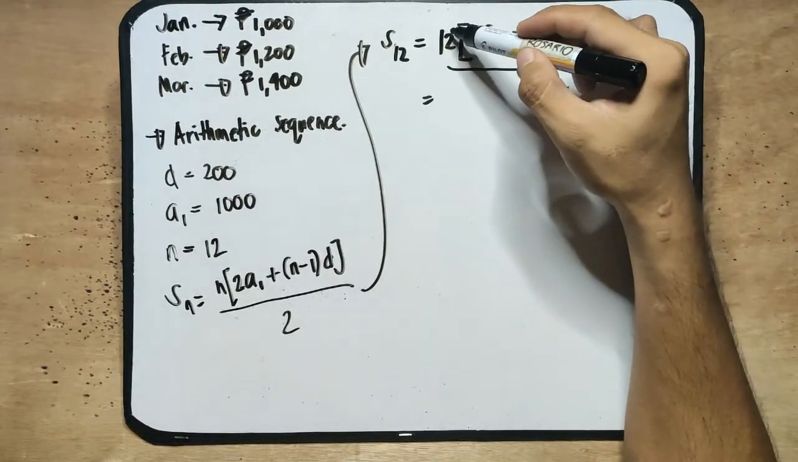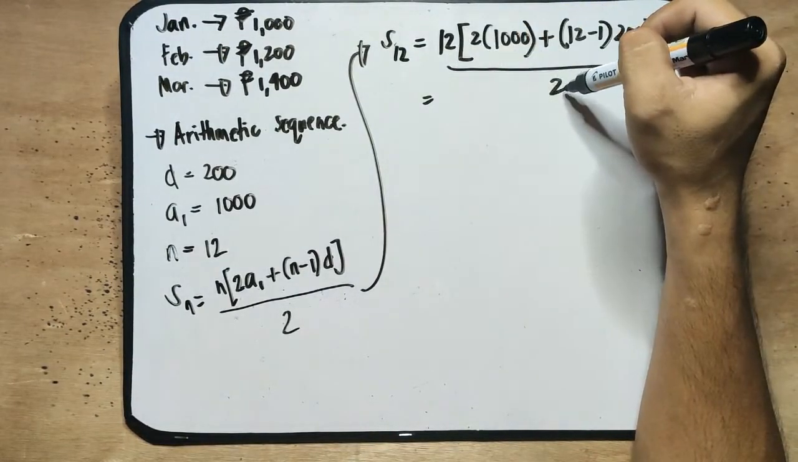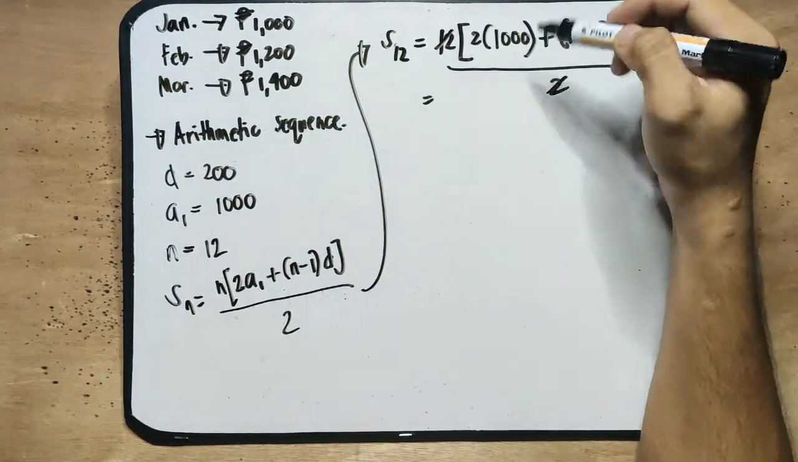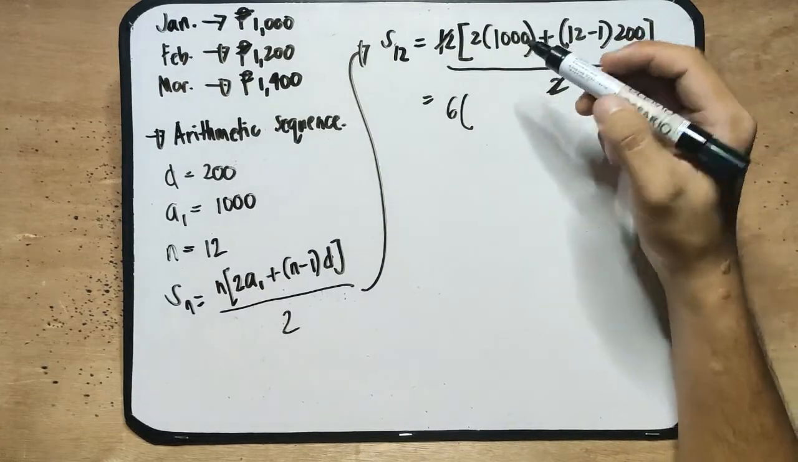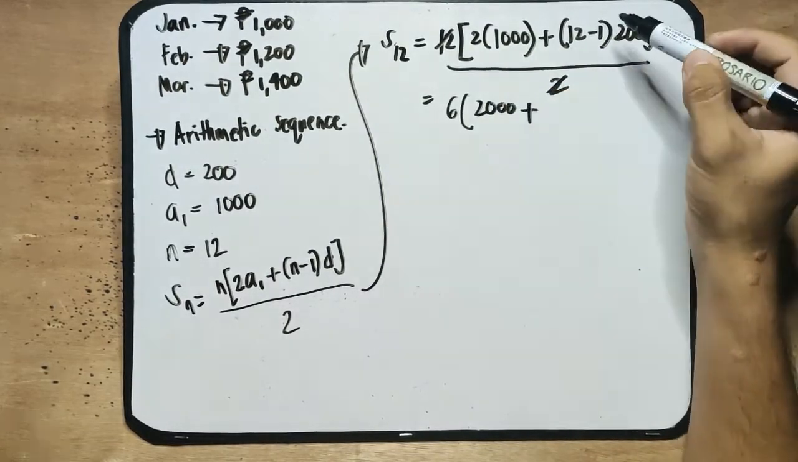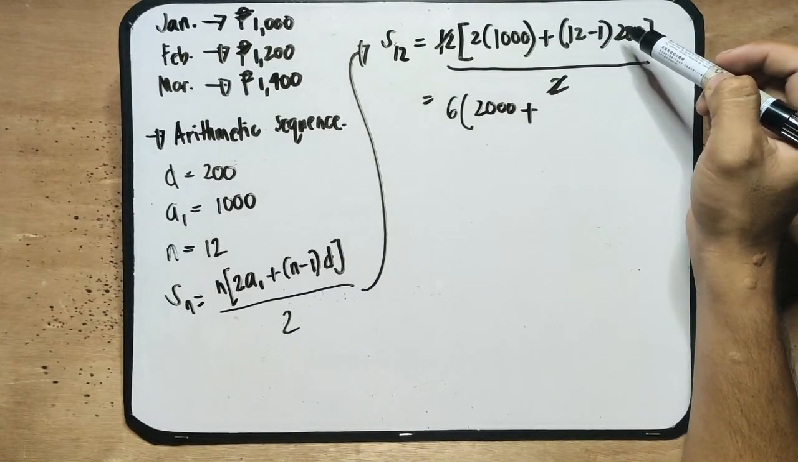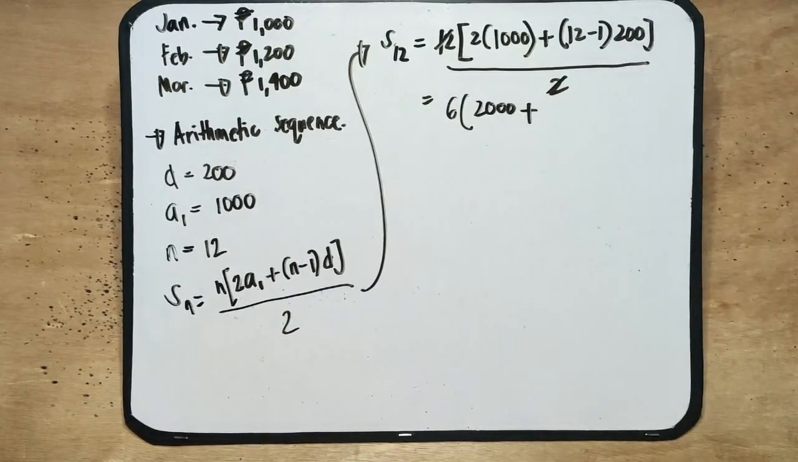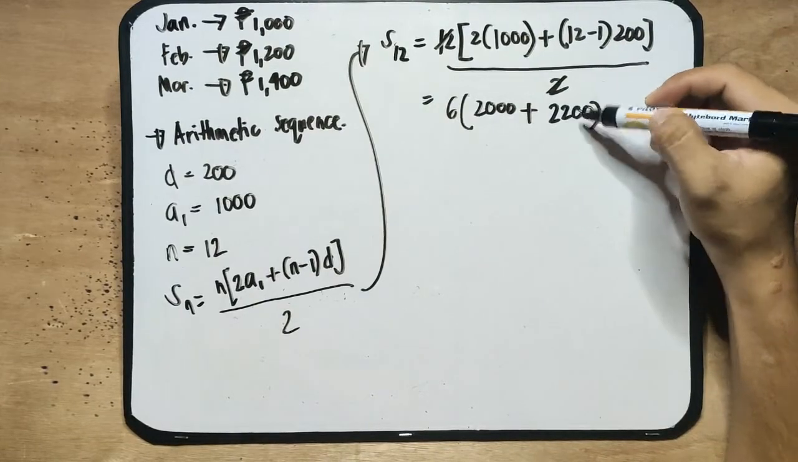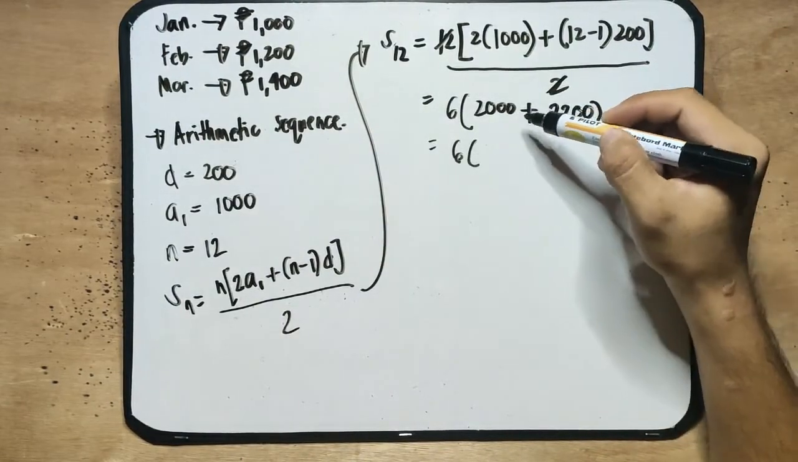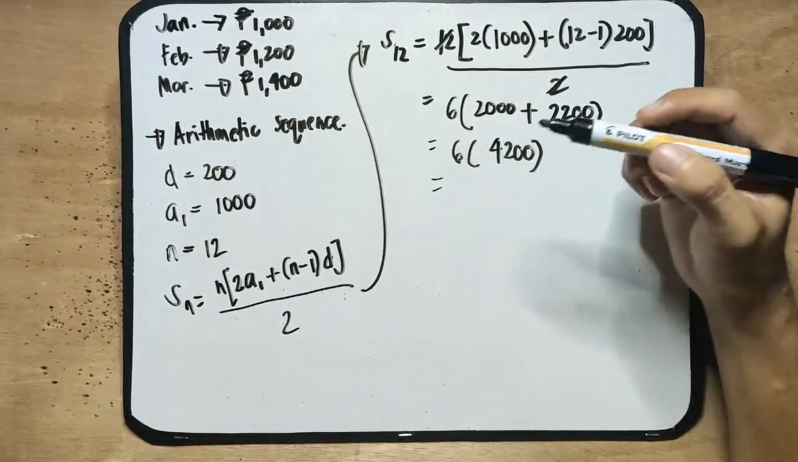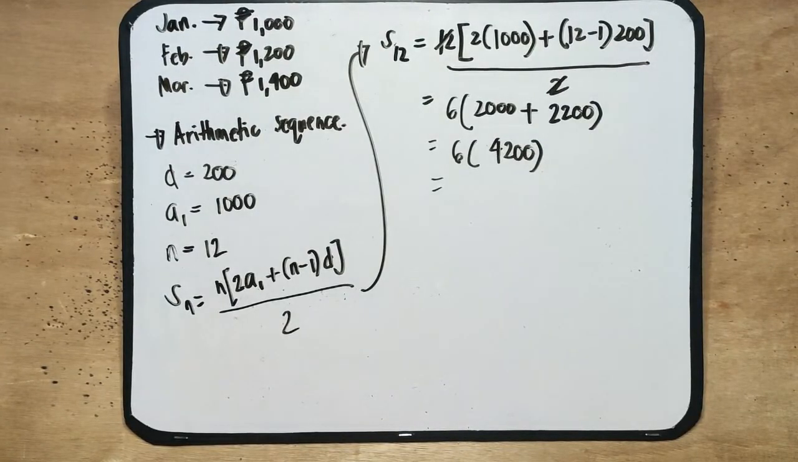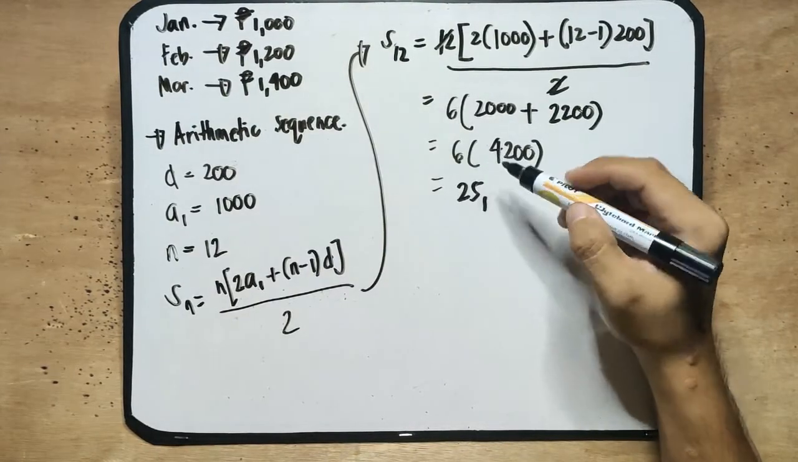So we can divide this term dito sa ating divisor. 12 divided by 2 is 6. So that will give us 2 times 1,000 is 2,000. Plus, we have 12 minus 1 is 11. 11 times 200 is 2,200. That will be 6 times 2,000 plus 2,200. That is 4,200. So multiplying that, we have 4,200 times 6. That will be 25,200.